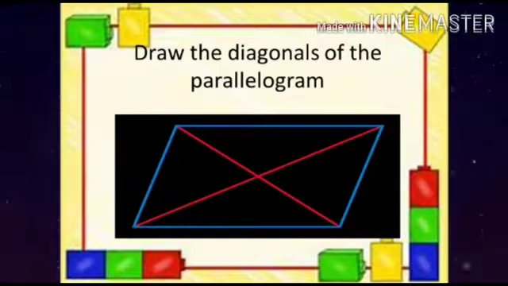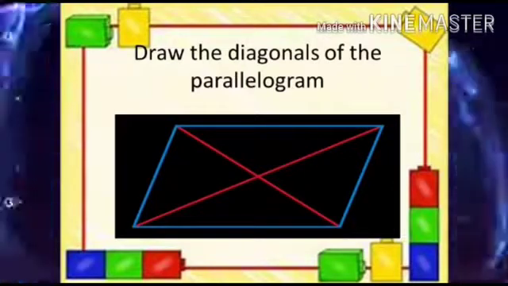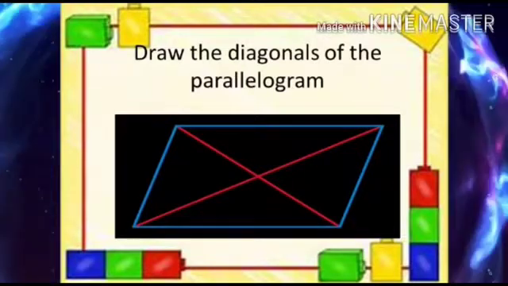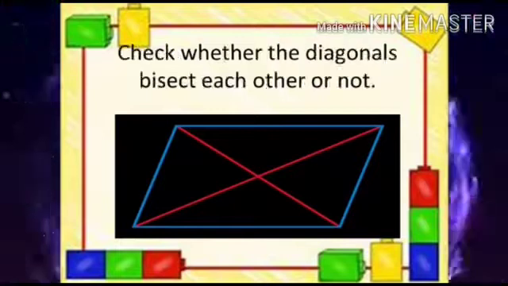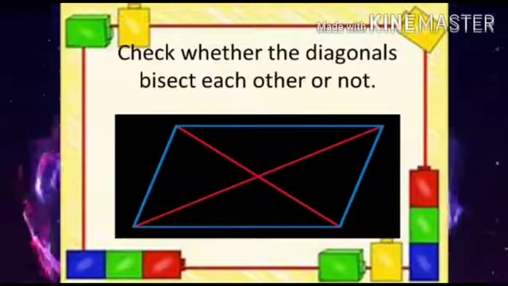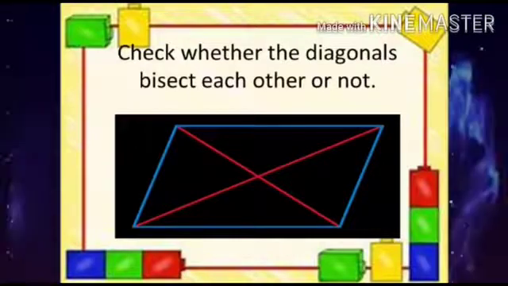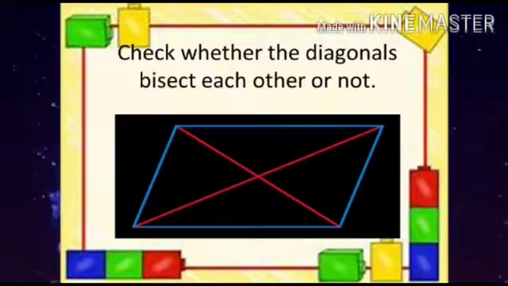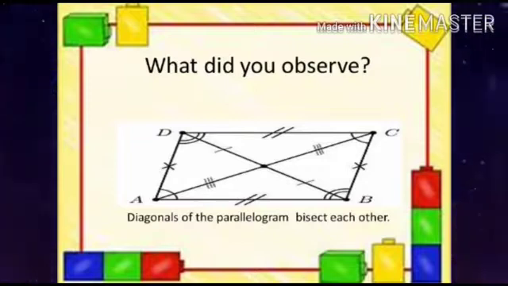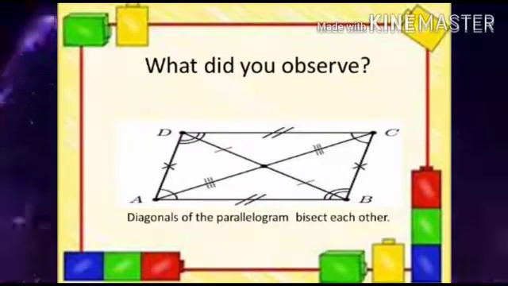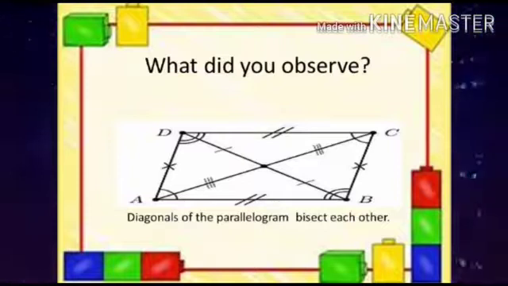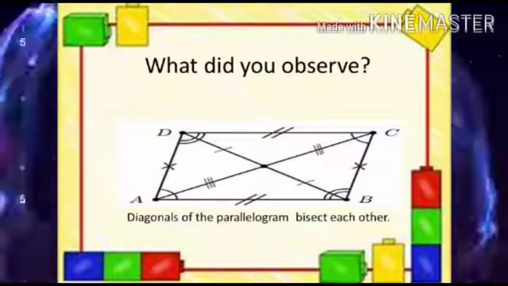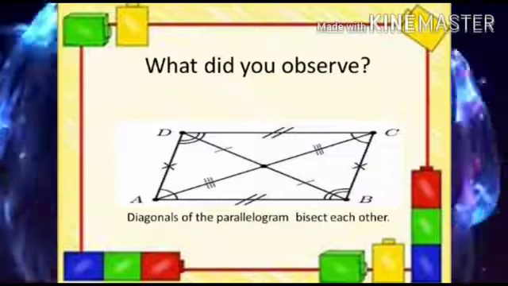What are the diagonals? Line segments joining the opposite vertices of a figure. So draw the diagonals of the parallelogram and check whether the diagonals bisect each other or not. Bisect means that they divide one diagonal into two equal parts. That means that the point of intersection divide the diagonal into two equal parts. Yes, the diagonals of the parallelogram bisect each other.